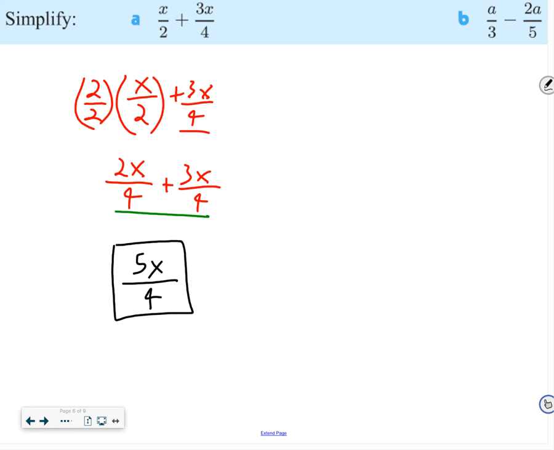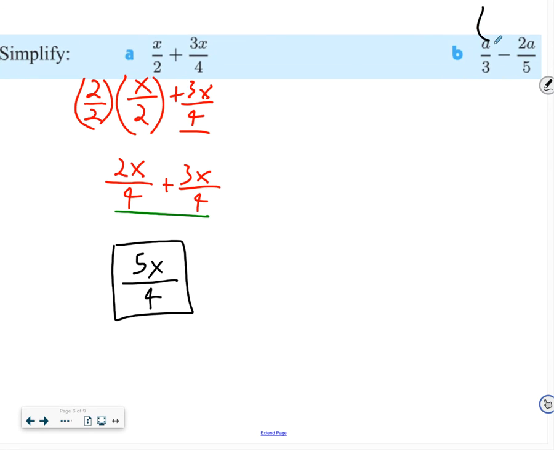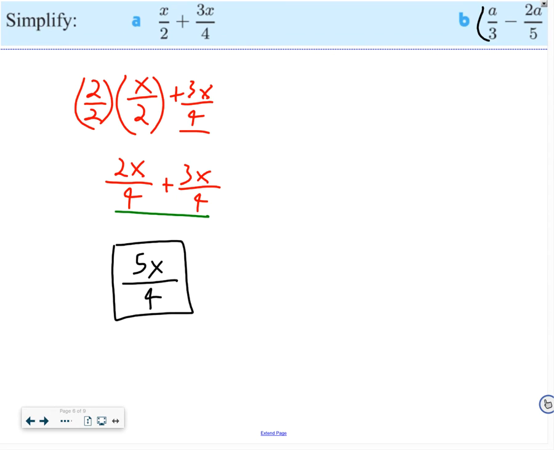Okay, now with subtraction, I want to make sure that here I'm going to multiply, because they're not common here. I'm going to multiply one by the denominator of the other, and the other one by the denominator of the other. So a over 3, I'm going to multiply by 5 over 5, which again, remember, this is just 1. Then I'm going to subtract 2a over 5 and multiply that one by 3 over 3, and again, this is just 1.